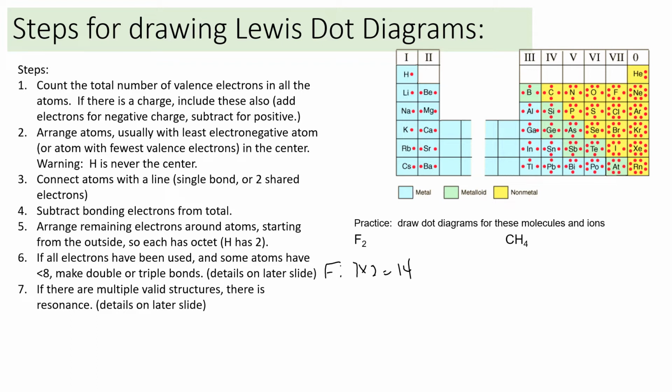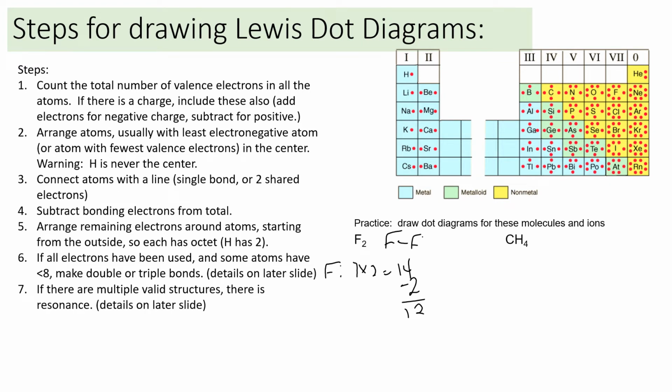Now, if there were a charge, we'd have to include that as well. The next step is to arrange them in an order. Now, this one's very simple because it's 2 atoms, so we'll just put them next to each other. So put F next to F. So those are our 2 atoms. And then we're going to connect them with a line. And what that line represents is 2 bonding electrons. And so now what I'm going to do is subtract from my total of 14. And now we have 12 electrons left to put in our molecule. So that's step 4, subtracting the bonding electrons from the total.